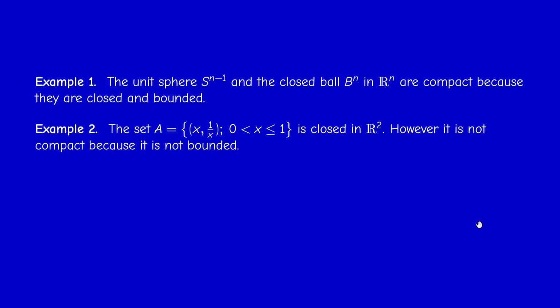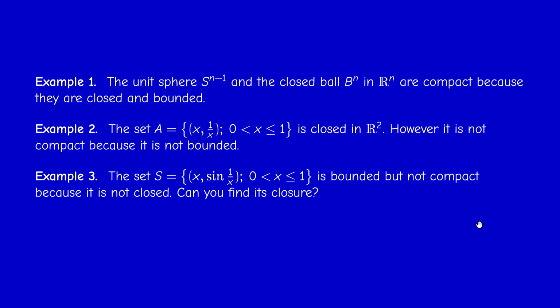Now, if you consider part of the hyperbola (x, 1/x) for x between 0 and 1, this set is closed in R^2. We proved something similar for (x, 1/x) for x positive, by sequences. It's not difficult to prove that this set is also closed. However, as x tends to 0, 1/x tends to infinity, so this means that A is unbounded. So this set is not compact.